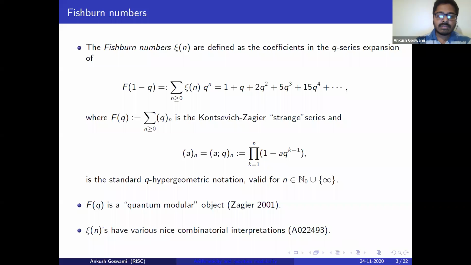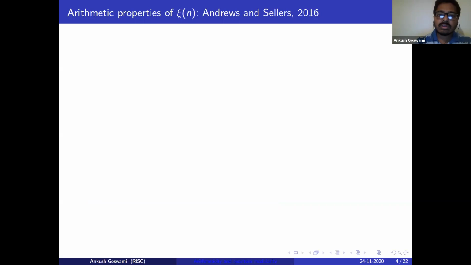Since in the first part of my talk I'll be mainly interested in arithmetic properties, in particular congruences for various sequences of numbers, let me start with the arithmetic properties of the Fishburn numbers ξ(n). Their congruence properties were studied by Andrews and Sellers in 2014, but their paper came into print in 2016.